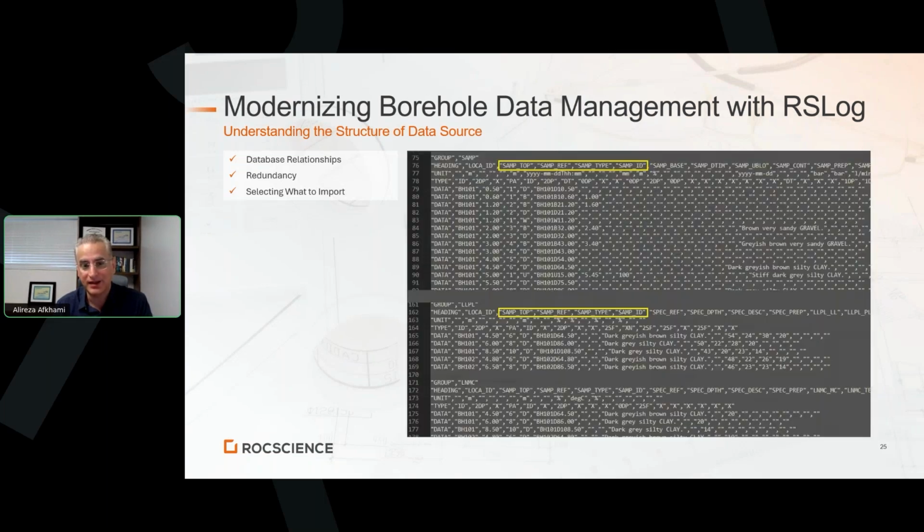Then there's redundancy of data, and I have an example here in the AGS data structure. You see that sample data is in the SAMP table and is also repeated in other tables as well. You may find it unnecessary, but that's the way the AGS data structure is defined. It's not wrong. You just need to be aware of it when you're importing data using CSV format or API format, for example. RSLog will automatically take care of lots of these steps.